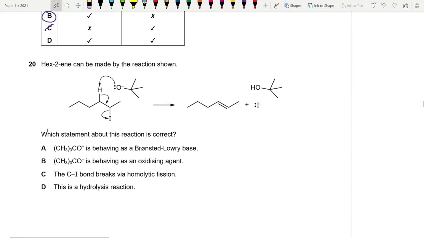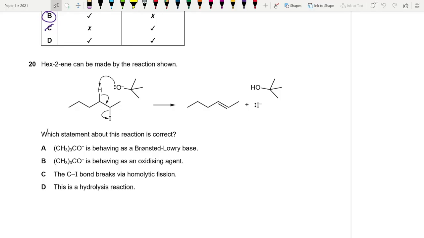Moving on to 20. Finally, organic. Personally, I really like doing organic. Okay, the compound can be made by the reaction shown. This is an elimination reaction. How do we eliminate halogenoalkanes like this? To perform elimination reactions, we need sodium hydroxide in ethanolic conditions.